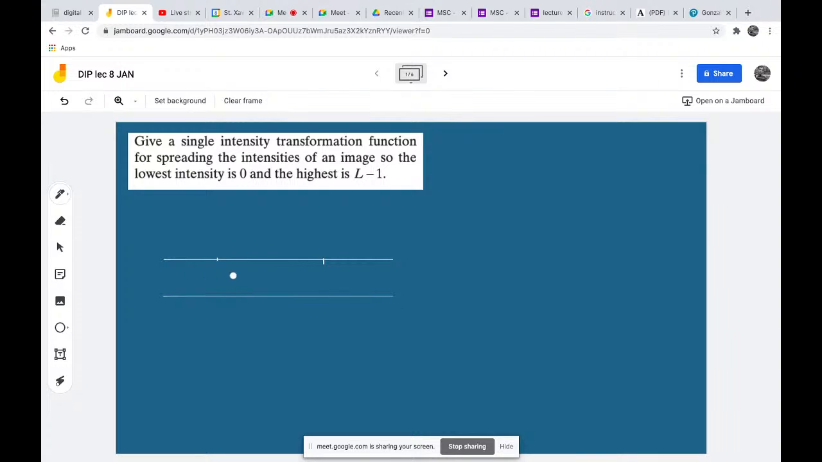See, for example, it is like this. Suppose this is your input image plane axis, and this is the minimum intensity here. You may call it by some letter, call it F minimum. And this is F maximum.